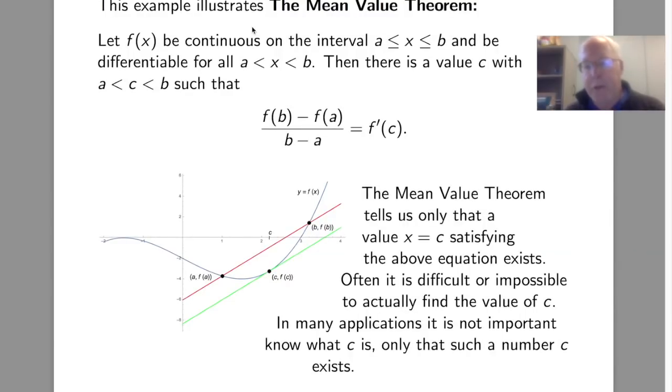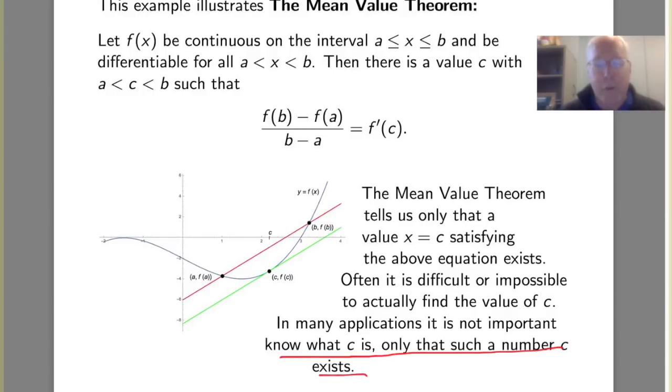The mean value theorem tells us only that there is some value x equals c satisfying the above equation. That is, f prime of c equals f of b minus f of a over b minus a. There actually may be more than one such c. We're always going to require this c to be between a and b. As we'll see, it can be very difficult or impossible to actually find the value of c, but in many applications of the mean value theorem, this is not important. In fact, most important sometimes is just to know that such a c exists, but actually knowing what it is may be secondary.